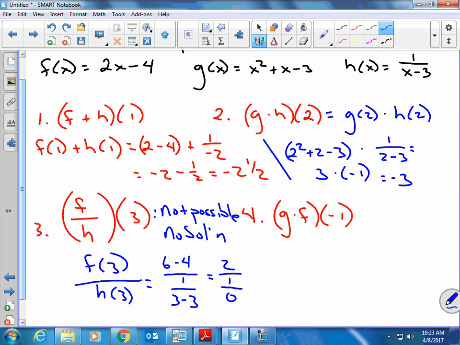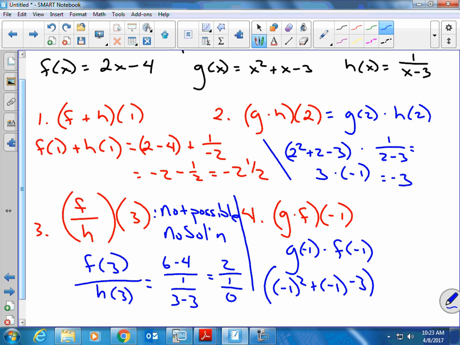All right, the next one. G times f of negative 1 is g of negative 1 times f of negative 1. G of negative 1 tells me to put a negative 1 in for g, so I have a negative 1 squared plus a negative 1 minus 3. Multiply that times negative 1 times 2 minus 4.